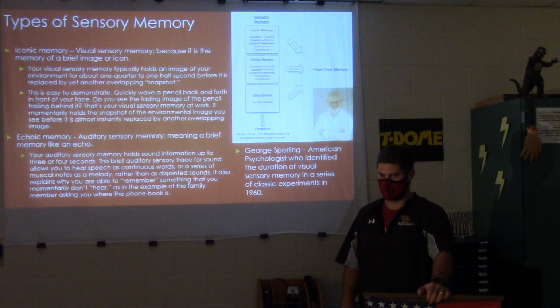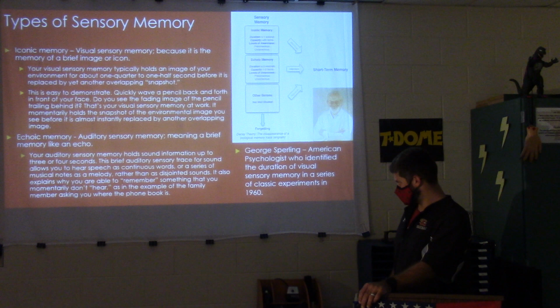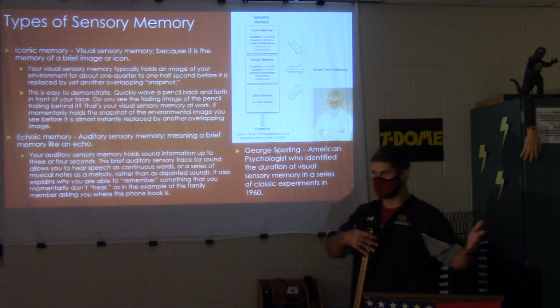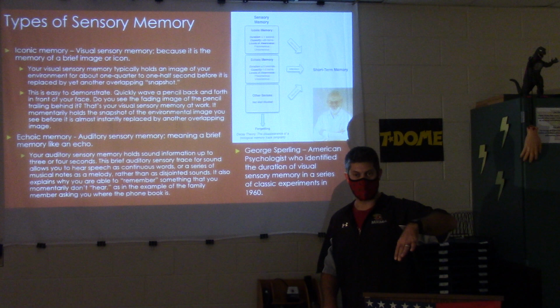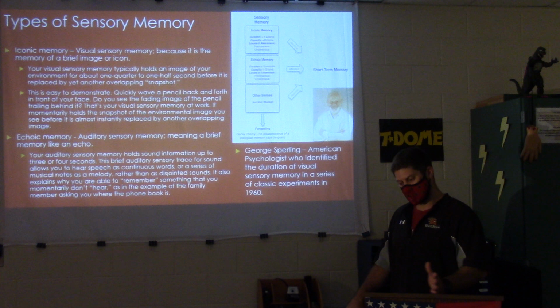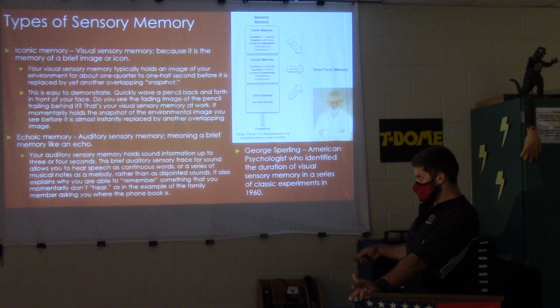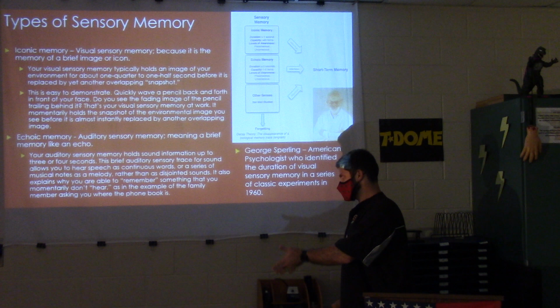All right, so this brief auditory sensory trace for sound allows you to hear speech as continuous words or a series of musical notes as a melody. So you can make sense of the sentences that I'm actually saying because your auditory sensory system keeps it there for you. It's just not word by word by word. You have 3 to 4 seconds of a buffer to always understand what was being said. So this also explains why you're able to remember something that you momentarily don't hear, as an example of a family member asking you where the phone book is or something like that.